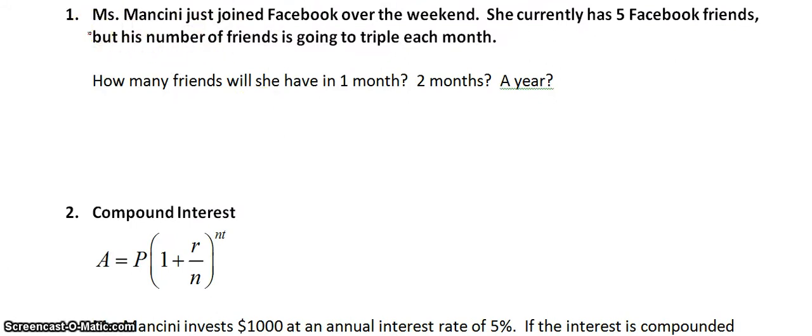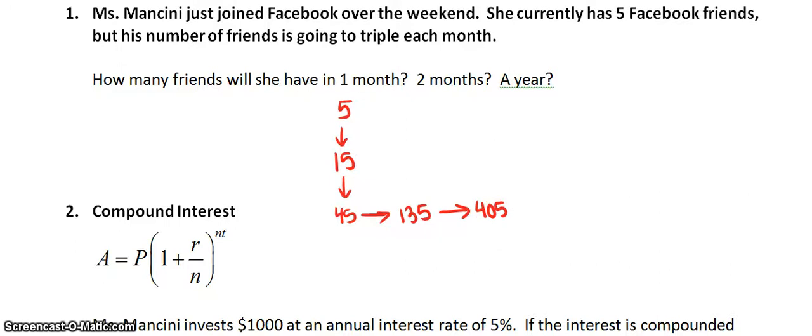Miss Mancini just joined Facebook over the weekend. She currently has 5 Facebook friends, but this number is going to triple each month. So how many friends will she have in 1 month, in 2 months, in a year? So I started with 5. At the end of the month, that's going to triple. So I'll have 15. And then at the end of the next month, 15 is going to triple. So I'll have 45. And at the end of that month, that's going to triple again. So I'll have 135. And at the end of that month, that's going to triple again. So I'll have 405. I know, I'm so popular, right?